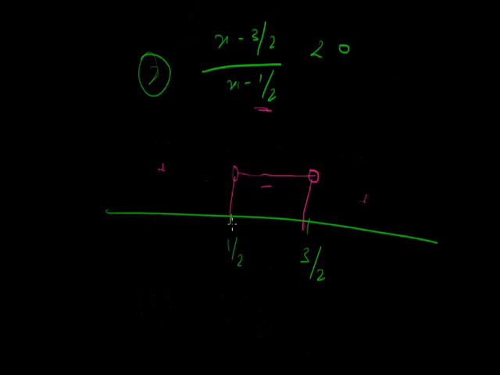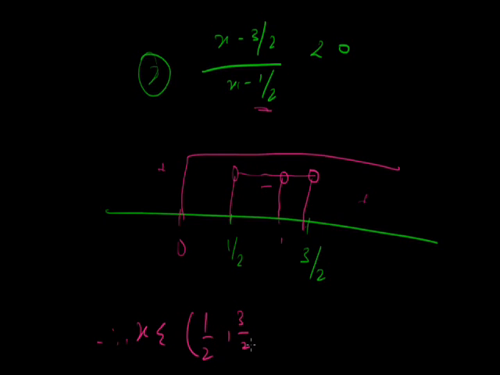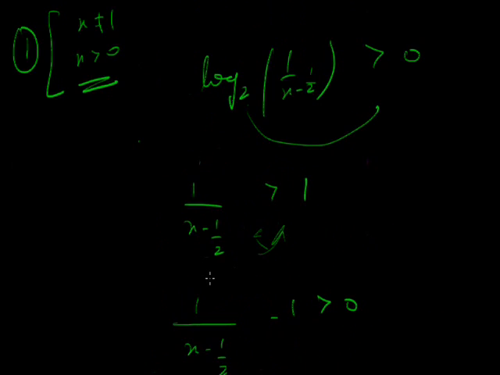x greater than 0 is what? This, x greater than 0, and 1 is not included. The 1 is here, this should not be included. Therefore, x belongs to (half, 3 by 2) minus {1}. This is the required domain of this function.